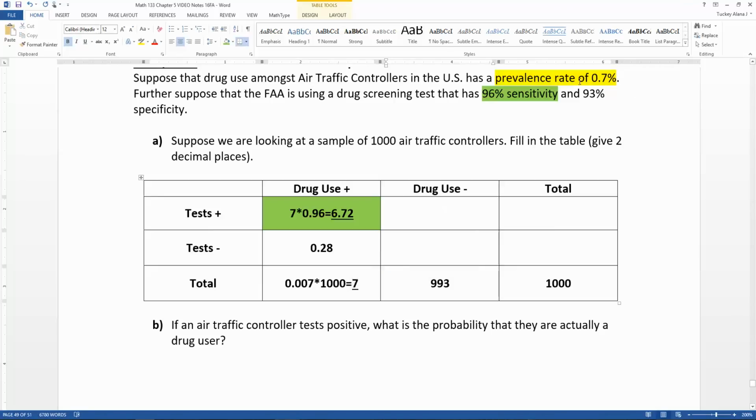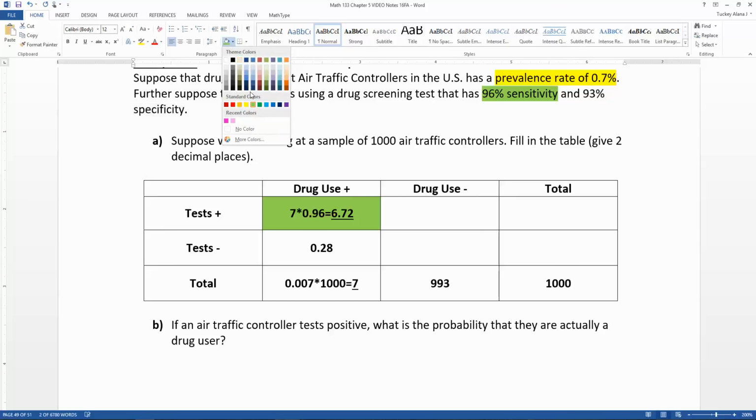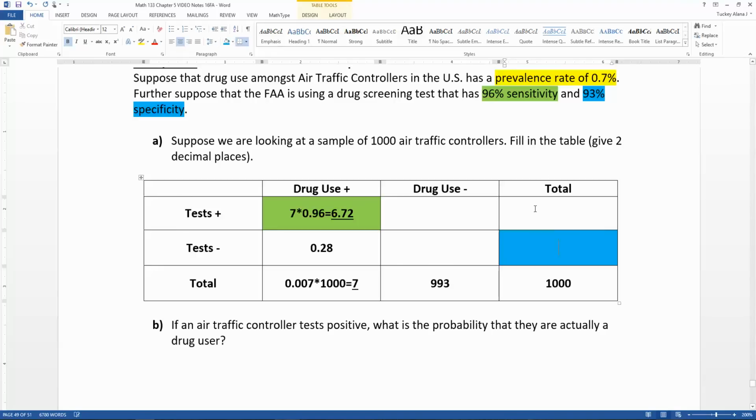All right, now what about the specificity? The specificity is the true negative rate. So let me go, I don't want to do red, let's do blue. All right, so the true negative rate will be this cell down here. Oops, not there, here. There we have it. Okay, so I'm going to take 0.93 and multiply it by 993. I'm going to get 923.49 right here. So 993 times 93% gets me my true negative rate right there.